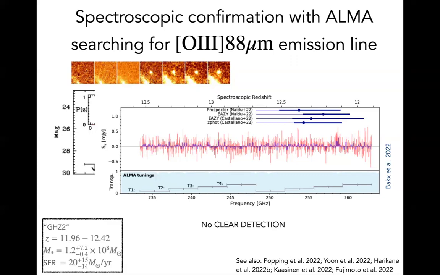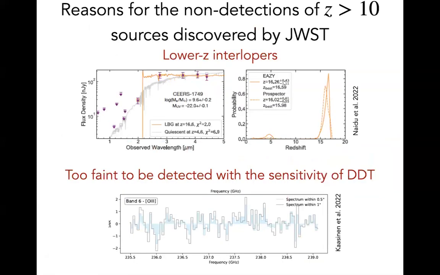But then there were different kinds of solutions for why this is happening. Basically, as I said before, this could be due to lower-z interlopers. For instance, it could be a dusty star forming galaxy at redshift 4. This is one example which happened to be at lower redshift. It was supposed to be at redshift 16 and the highest redshift galaxy, but ended up being around redshift 4, which this small probability allowed. So this was one of the reasons.